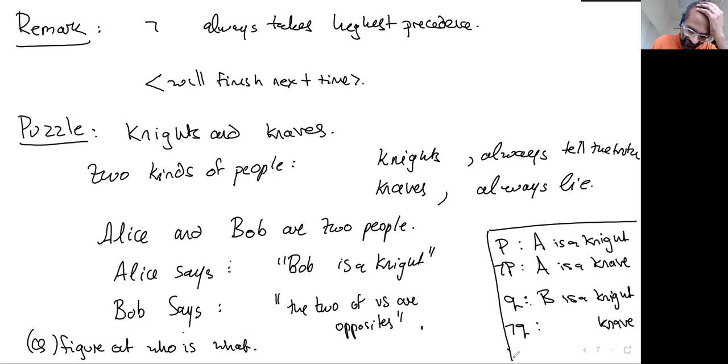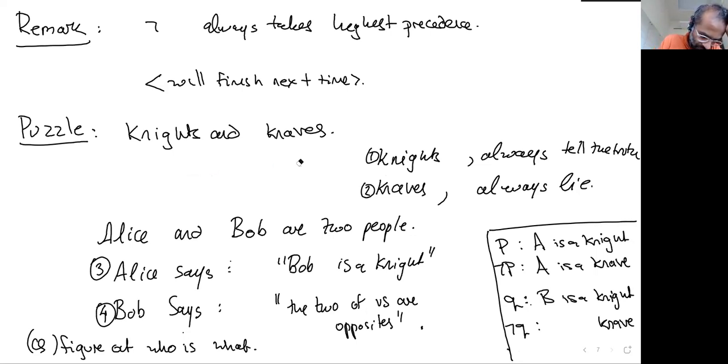So, what information do we have? Well, we have these four pieces of information, right? 1, 2, 3, and 4. And let's write them in the language of logic. So Alice said Bob is a knight. Okay. Now our propositions only concern whether or not Alice and Bob are a knight or a knave.